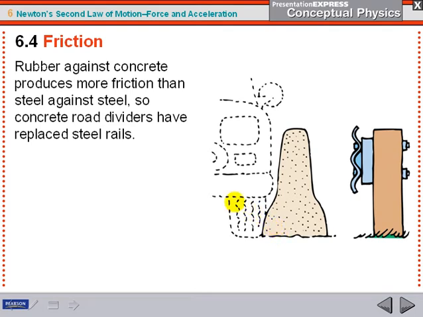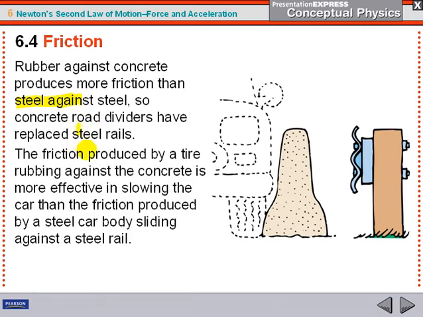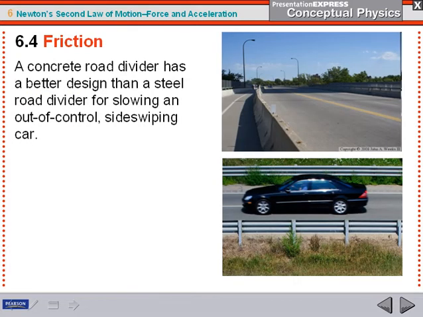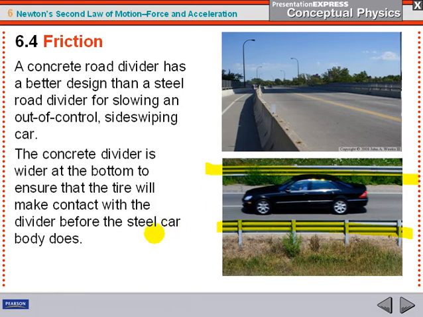Now, here's a great example about friction. Rubber against concrete produces more friction than steel against steel. That's why concrete road dividers have now been put in place to replace steel rails. It's more effective than the friction produced by a steel body sliding against a steel rail. Here's a picture of the two of them. You can see concrete ones, but the old ones used to be these steel barriers here. They would just mess up your car, whereas now your car tire will hit the bottom of this barrier and slow you down quicker without doing as much damage to your car.